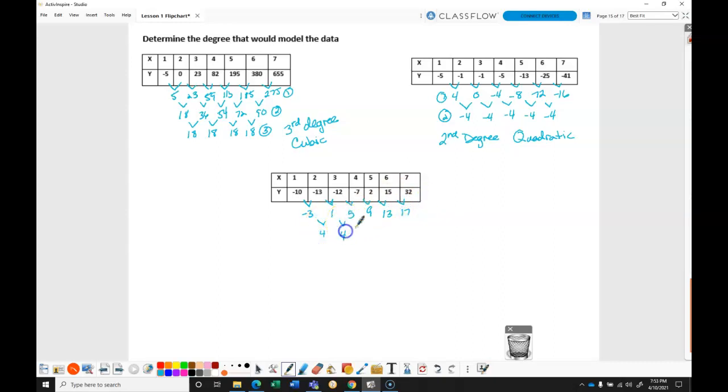Oh, this time I'm getting +4s. It's not really going to matter what we get. What we're most concerned with is how many times we had to do a row of subtraction in order to get it to match. Right here, it didn't match for linear, but it does match for the second degree, which tells me it's quadratic.